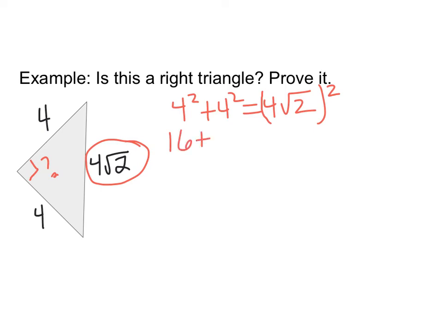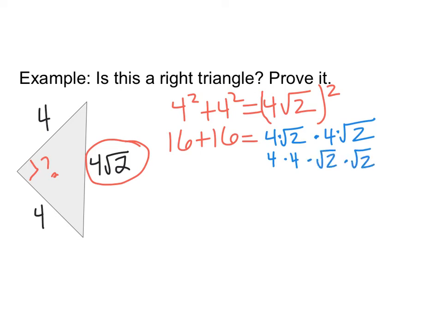So 16 plus 16. And then how do we deal with that beast right there? Squaring 4 root 2. You're going to mess up less if you just write it out times itself. Just do the meaning of the square. And then we know that 4 root 2 is really 4 times root 2. So then you can just reorder all your factors here. So you get 4 times 4 times root 2 times root 2.